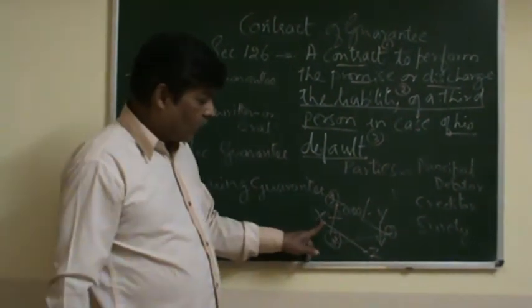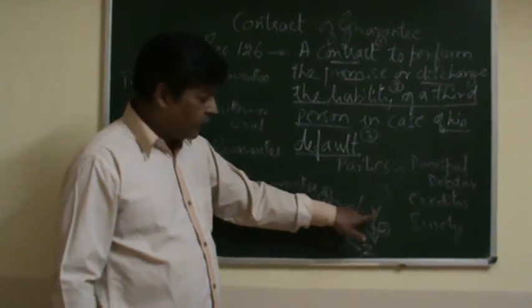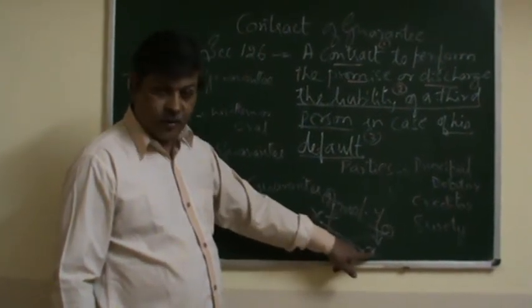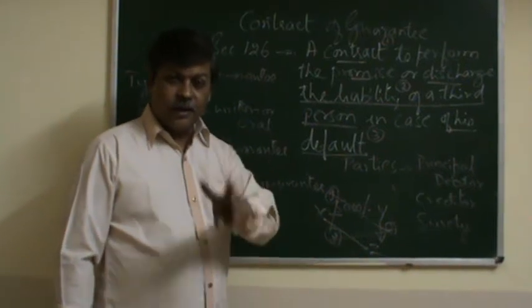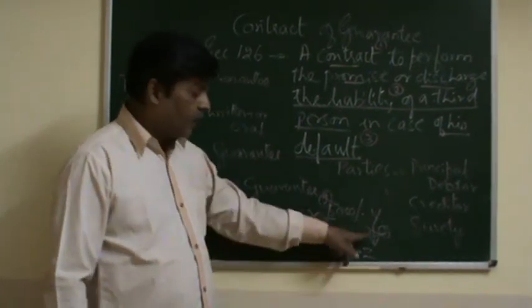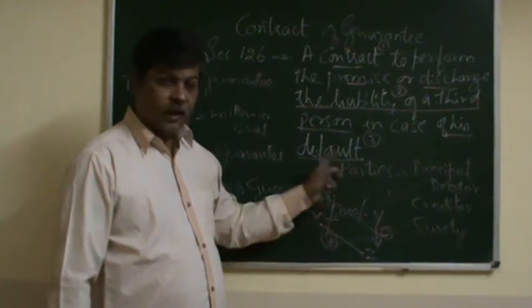So the contract between the principal debtor and the creditor is the first contract, between the creditor and the surety is the second contract, and between the principal debtor and the surety is the third contract. So it is a triangular contract. Three parties, three contracts are there here.